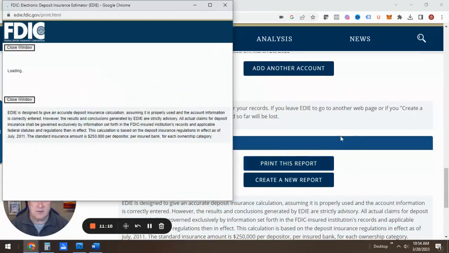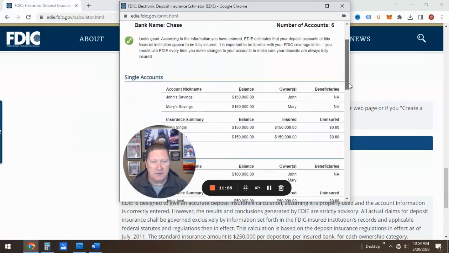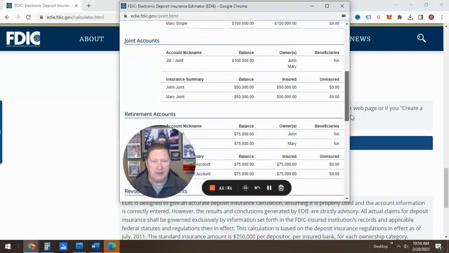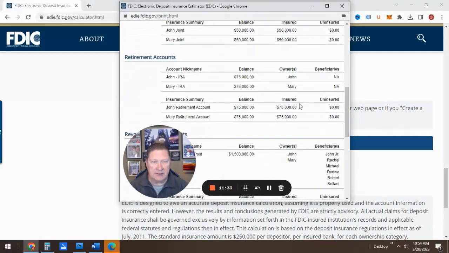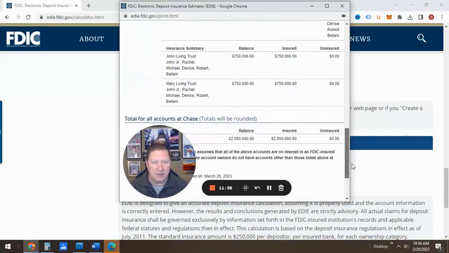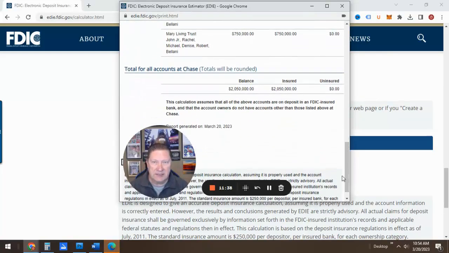And you can click print this report. Here's the report. Single accounts, John, Mary, joint account, covered, insured. See all this, everything that's listed insured. It's got all the beneficiaries are insured. Folks, this is huge. This is what this calculator can do for you. Get in there and play with it. Start with your bank first, then start listing your assets. If you find that your assets are over that limit for that bank, it will tell you that you need to go to another bank with some of them assets if you want to be fully insured.